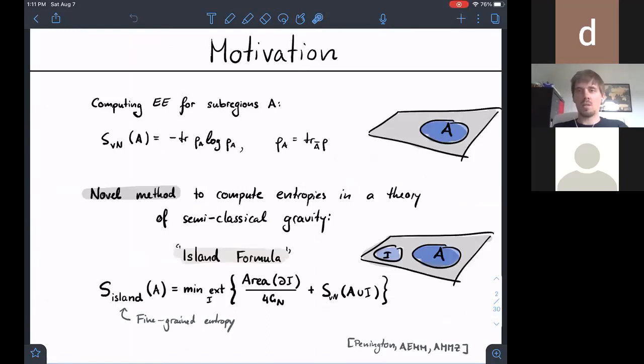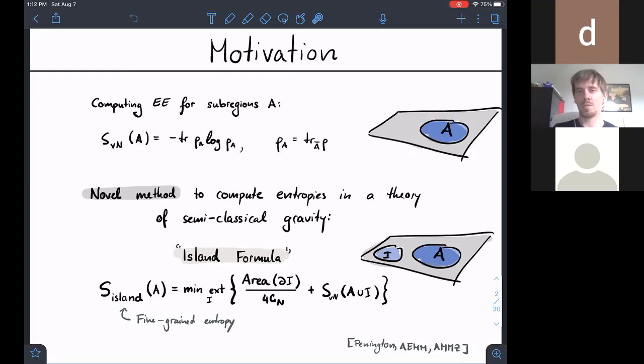Maybe as a starting point, and also a bit of motivation, let me start by pointing out that the question which really revolves around everything I'm talking about here is how to compute entanglement entropies for subregions in quantum field theories, in particular quantum field theories coupled to semi-classical gravity. So usually if we were just in scalar field theory, what we would do is ask questions like, what is the von Neumann entropy of a subregion A, which I've just drawn here, the spherical region.